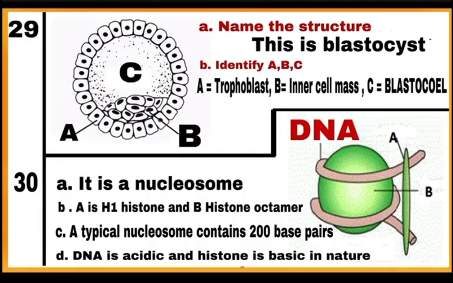30th picture. It is the structure of a nucleosome, where A is H1 histone and B histone octamer, around which DNA is wrapped. A typical nucleosome contains 200 base pairs. DNA is acidic and histone is basic in nature, because of the presence of basic amino acids, lysine and arginine in histones.